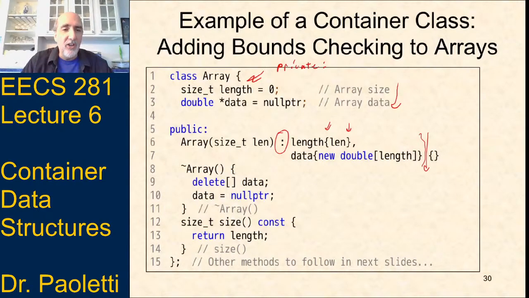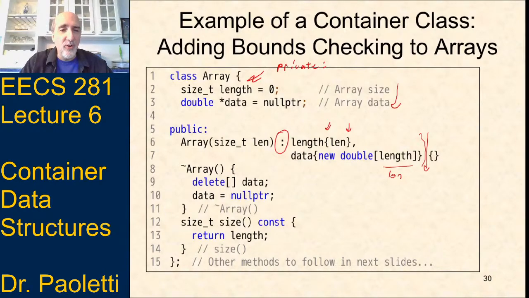So it says initialize length, make a copy of whatever was passed in as len, and then initialize data, the pointer, by calling new double on length. And I could have said length here, or I could have said len. It doesn't matter which. I based it on my member variable. And that's why there's a rule about order of initialization, is that I want to make sure that I initialize them in the order they're going to be used. And therefore I should declare them in the order they're going to be used.